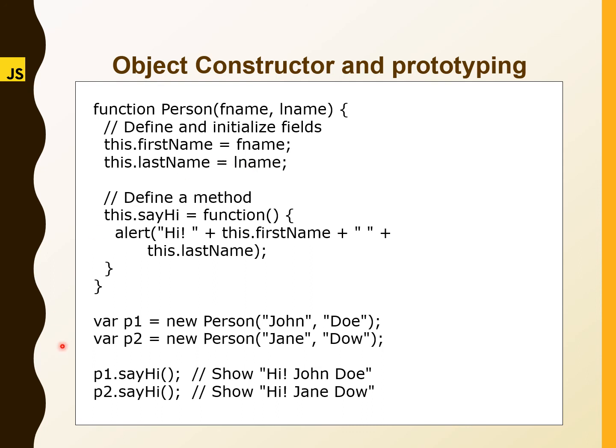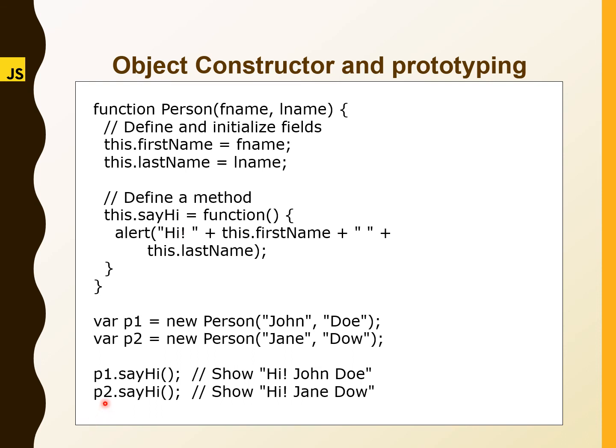Then after that, P1.sayHi. P1 is a variable of object data type and it is just calling sayHi. So the sayHi function of the P1 object will work, and inside that function an alert box will be generated with the message hi this.firstName space this.lastName. So the message is hi John Doe.